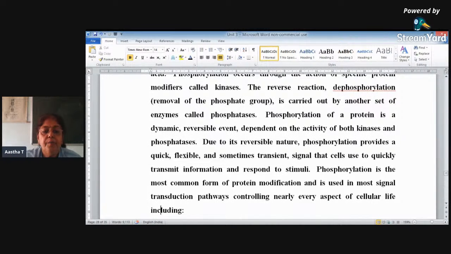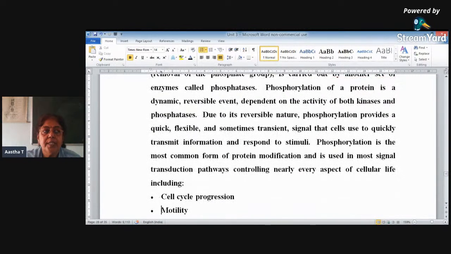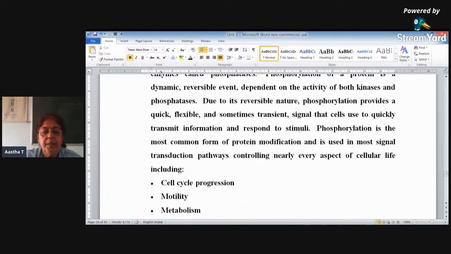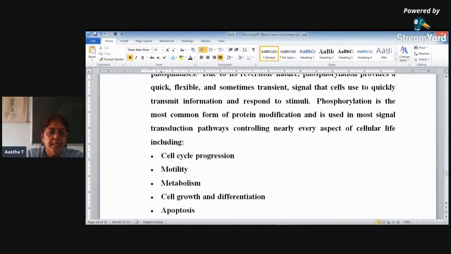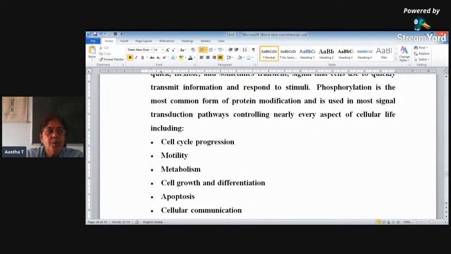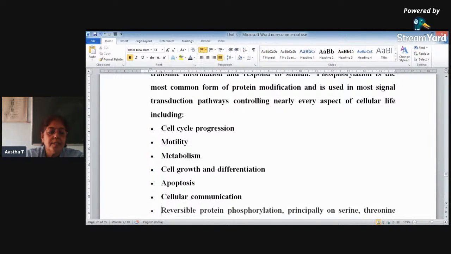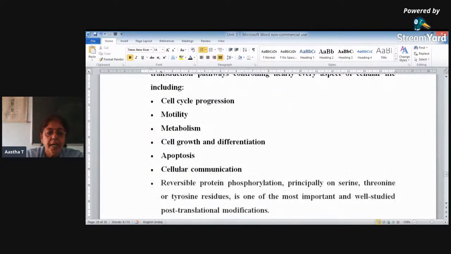It is a common form of protein modification. It is used in signal transduction pathways. We are going to see those signal transduction pathways in the next unit. These types of phosphorylations are important for controlling various cellular mechanisms or processes involved in the cell cycle, like cell cycle progression, motility, metabolism, cell growth and differentiation, apoptosis, that is death of the cells after they age out, cellular communication, etc.